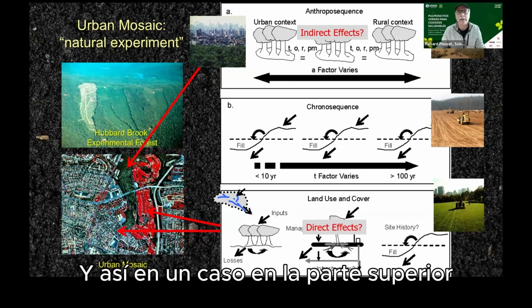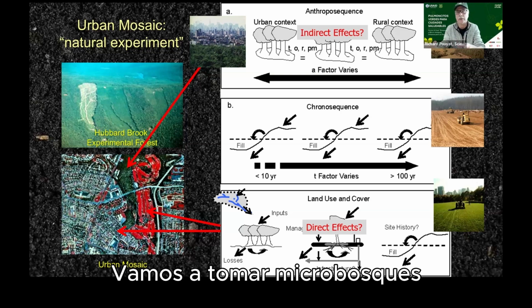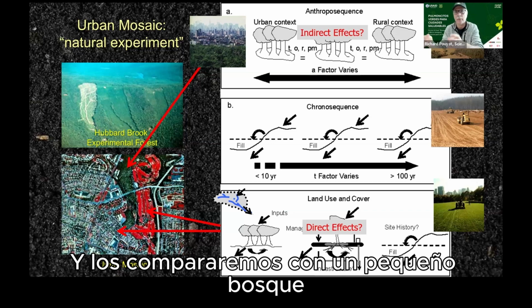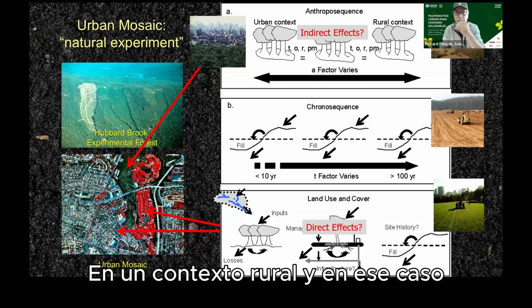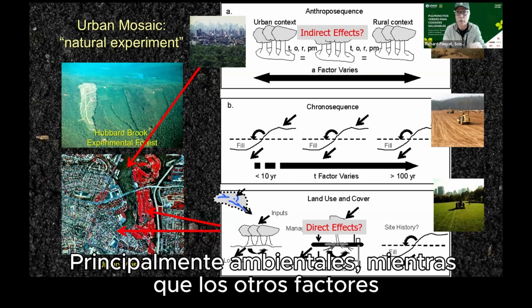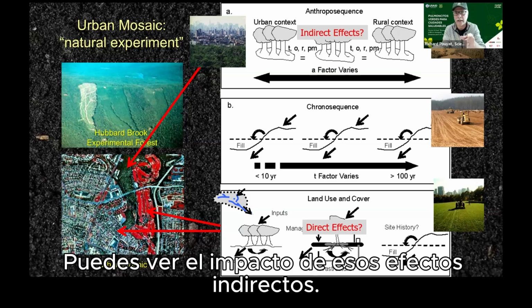And so in the one case on the top, we're looking at indirect effects. We're going to take microforests or small remnant forests in an urban context, and we'll compare them with a small forest in a rural context. And in that case, the A factor varies, and that would be the indirect effects, mostly environmental. While the other factors, you try to keep them as equal as possible. Then you can look at the impact of those indirect effects.